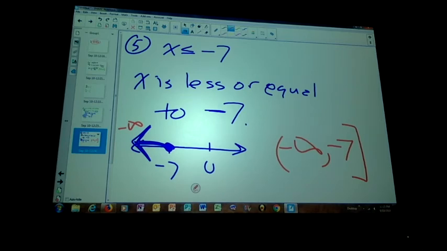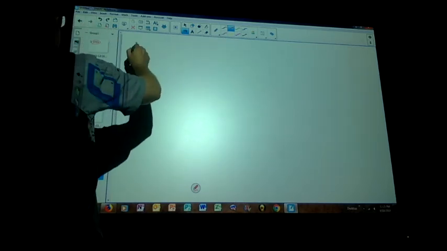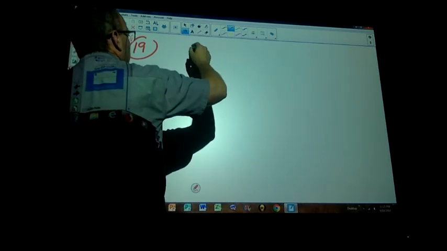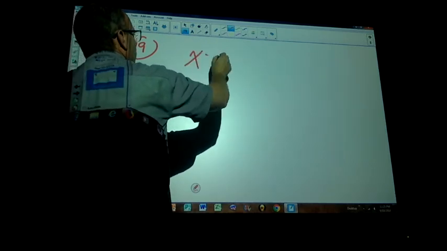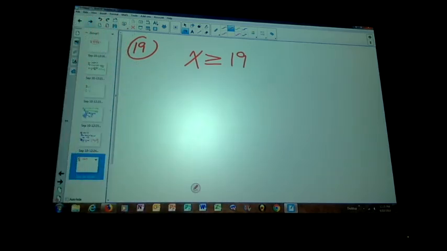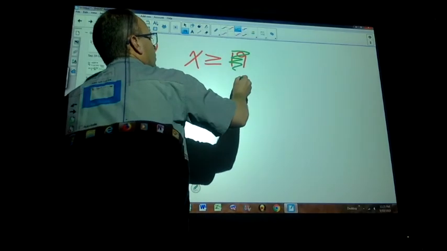Yeah. 14. The number of suitcases lost by an airline is at least 93 per day. Ooh, my gosh. That stinks, getting your luggage lost. So at least 93. So x would be greater than or equal to 93 because you're losing at least 93. Could be more.